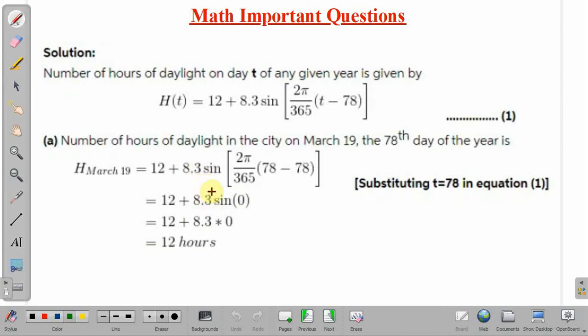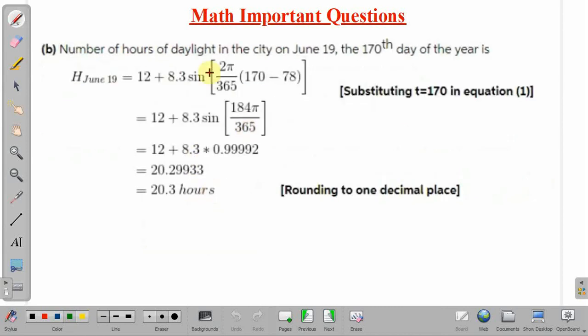Now coming to part B, we have to find the number of hours of daylight on June 19, which is the 170th day of the year. So substituting t = 170 in the given function, we can find the number of hours of daylight, and it will be equal to 12 + 8.3 sin(184π/365), and the value is approximately equal to 1. So 12 + 8.3 × 0.9992, and we will get 20.3 hours.